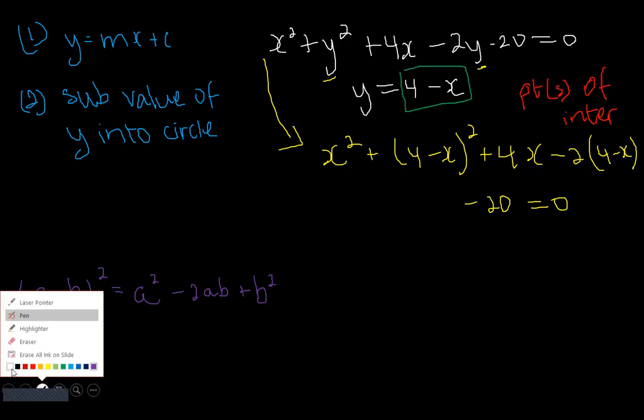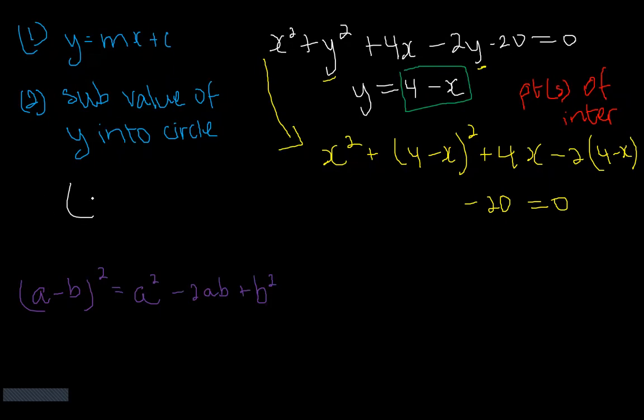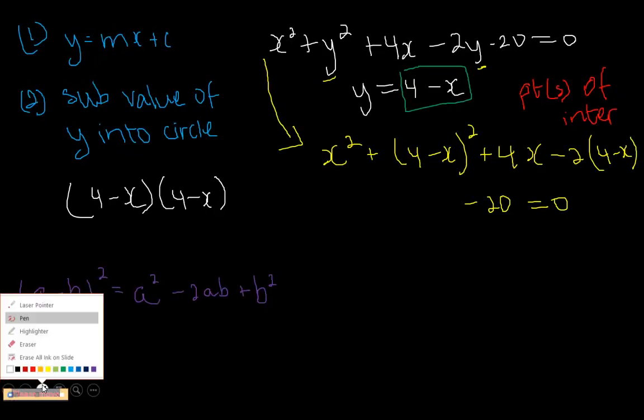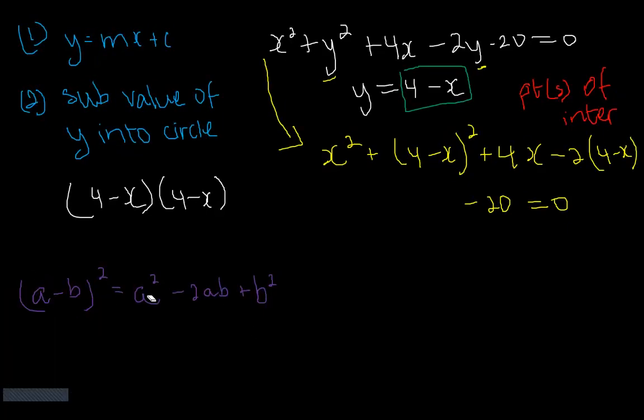Or you could just use the distributive law that you learned in school. So 4 minus x squared is the same as 4 minus x multiplied by 4 minus x. And just use the distributive law to find out what that is. So 4 times 4, then 4 times minus x. Yeah. Instead of doing all that, you could just follow the rule in purple.